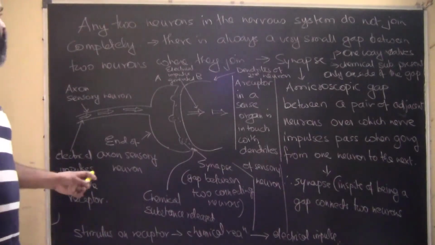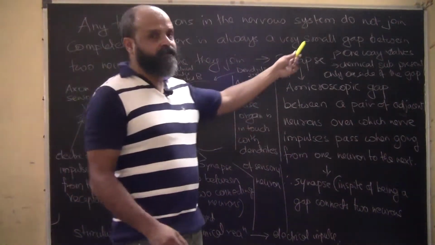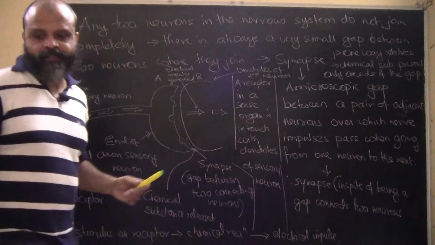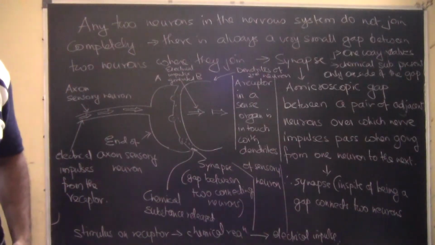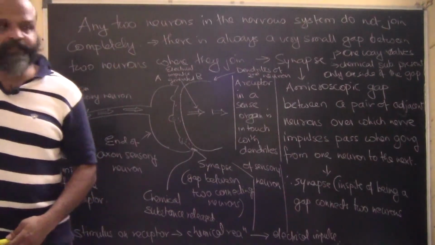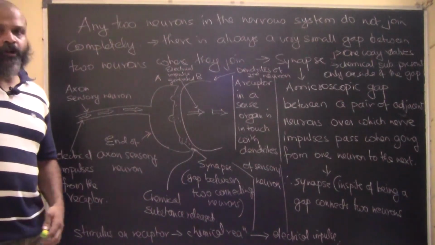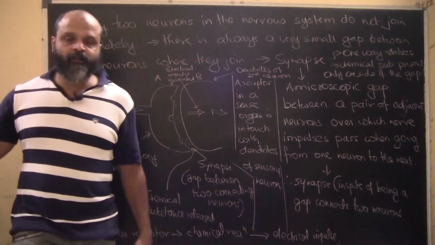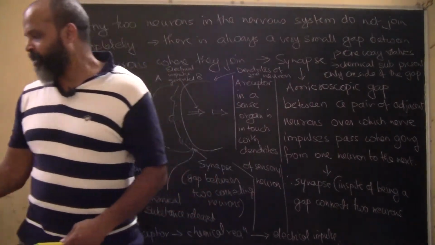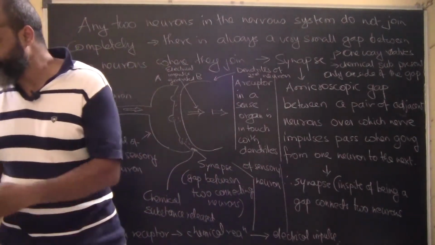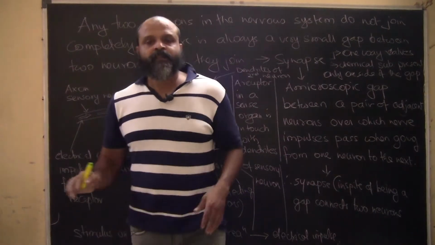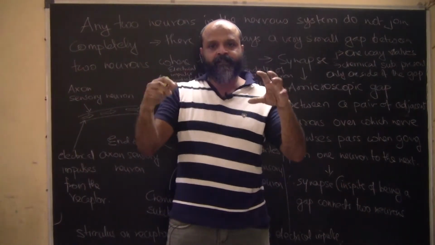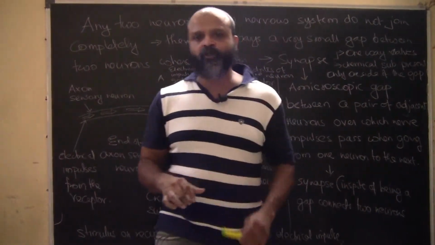Okay, so any two neurons in a nervous system, basically any two neurons that are there in a nervous system, do not join completely, and this is a little surprising. The neurons are nerve cells, and they are placed one after the other. So any two of the neurons will not join completely.